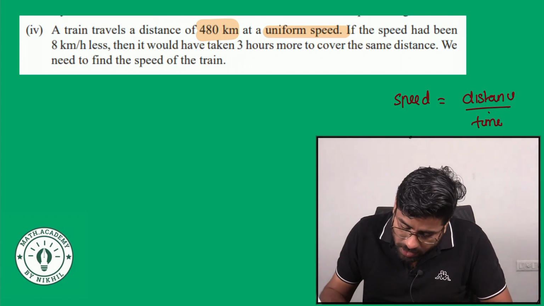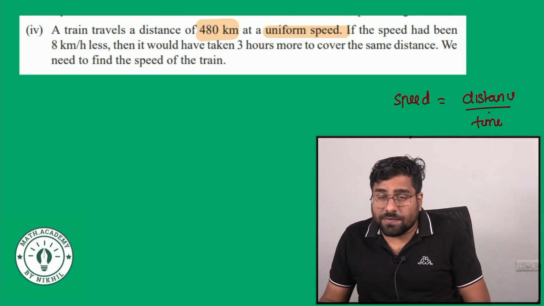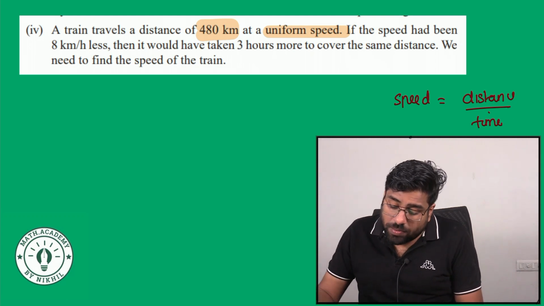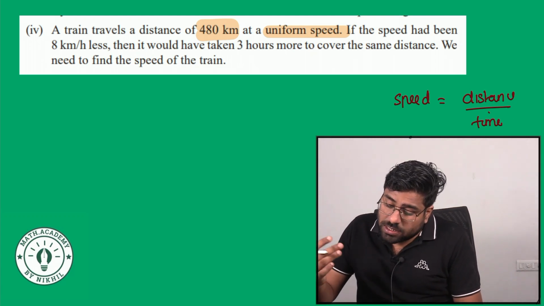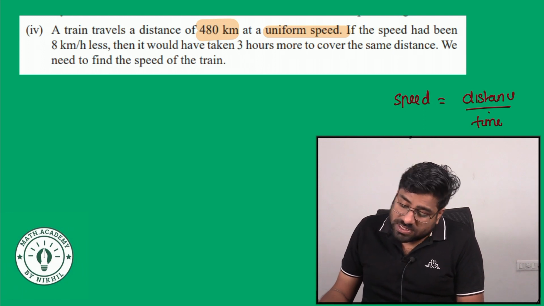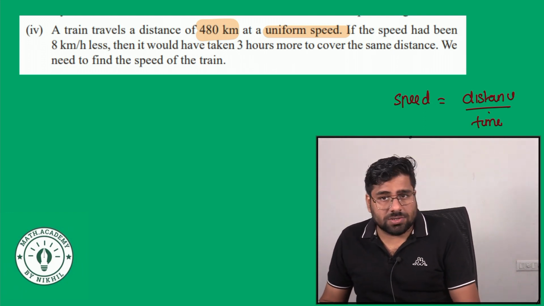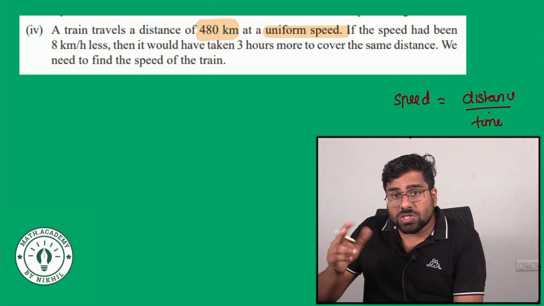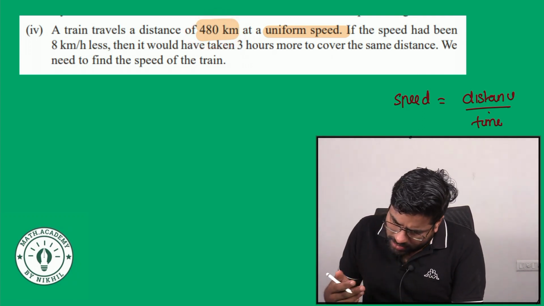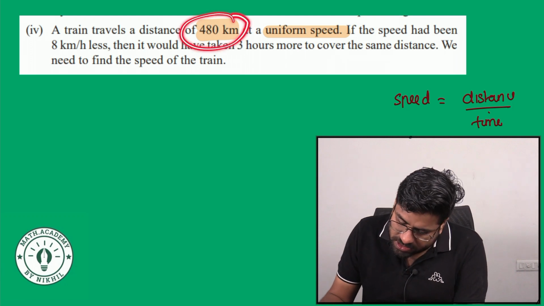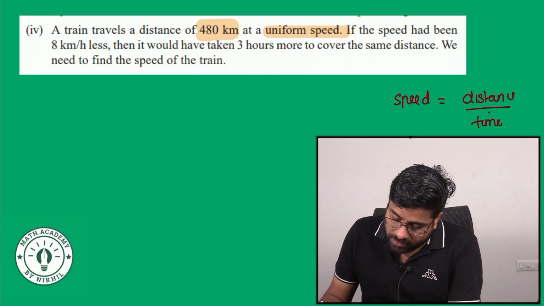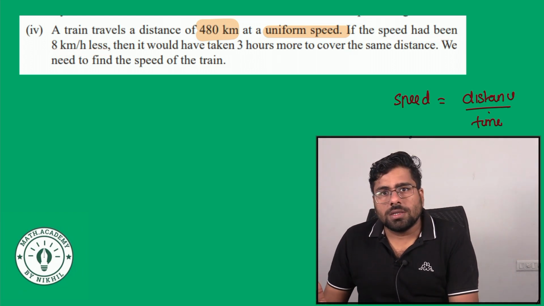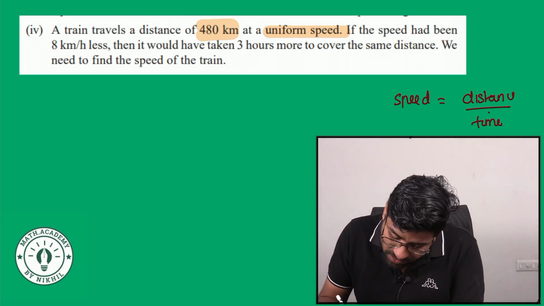So let's see. Now, the problem is: a train travels a distance of 480 kilometers at a uniform speed. If the speed had been 8 kilometers less, then it would have taken 3 hours more to cover the same distance. We need to find the speed of the train. All right, fine. So we are talking about the distance 480 itself and two situations, right? First, a situation in which it is going to take some time, if the speed has been 8 kilometers less than its original speed.